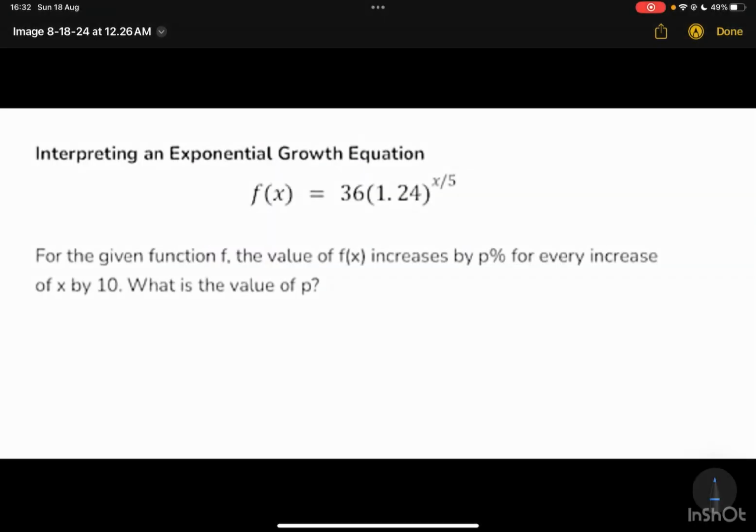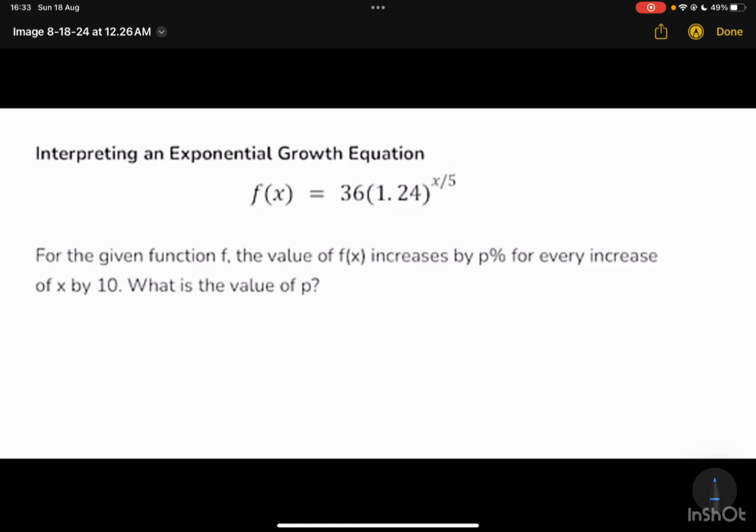Okay, so we're going to move on to a question about interpreting an exponential growth equation. So f(x) equals 36 times 1.24 to the power of x over 5. For the given function f, the value of f(x) increases by p% for every increase of x by 10. What is the value of p?